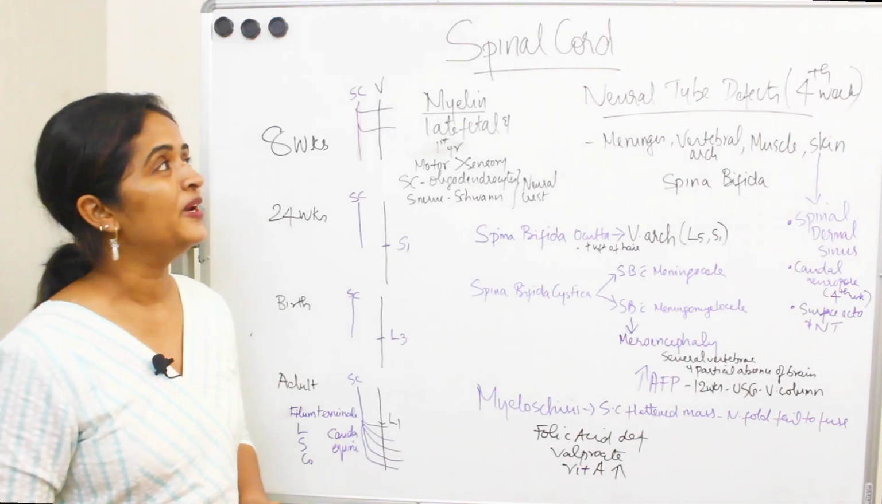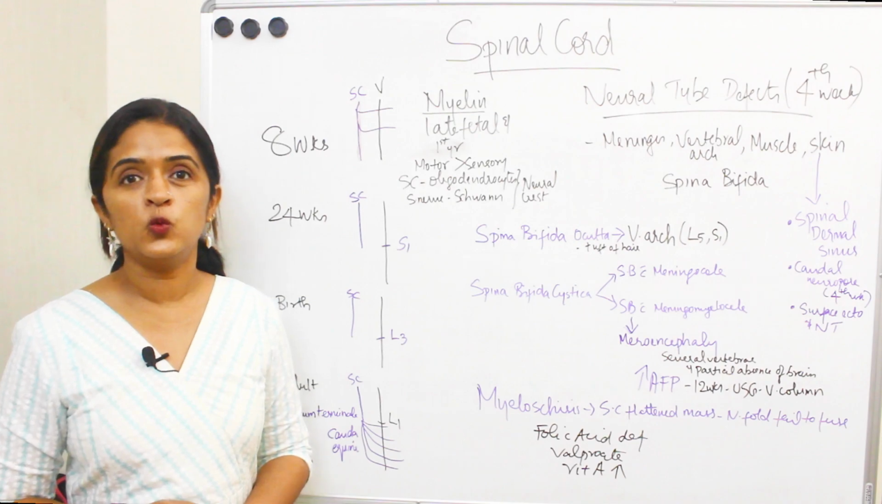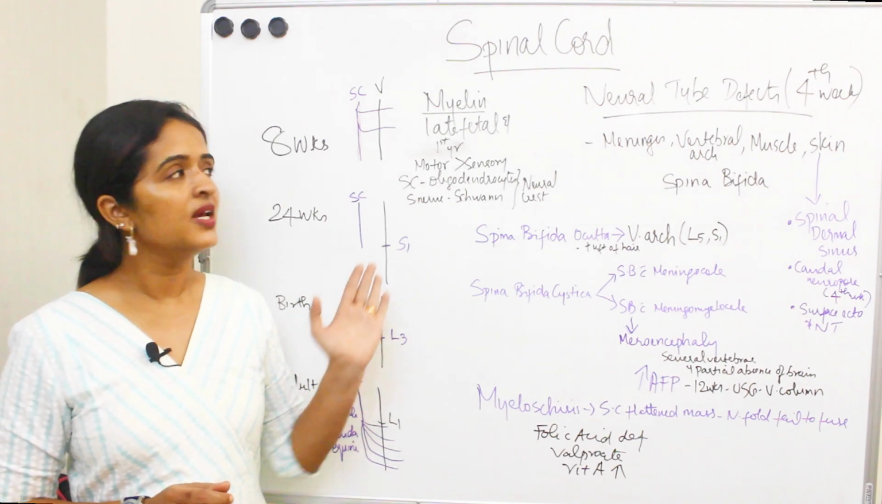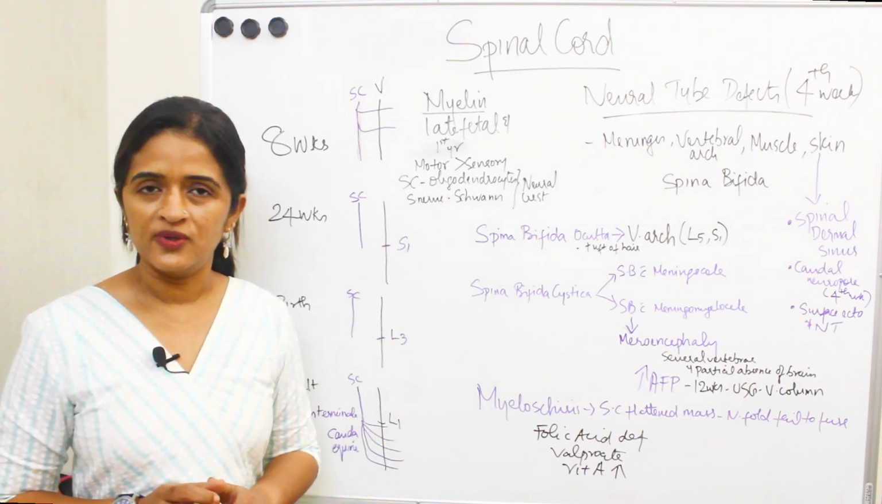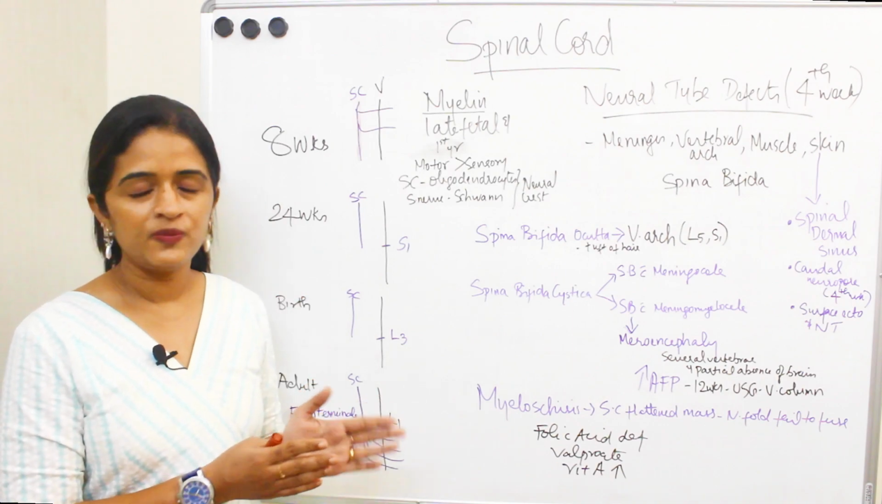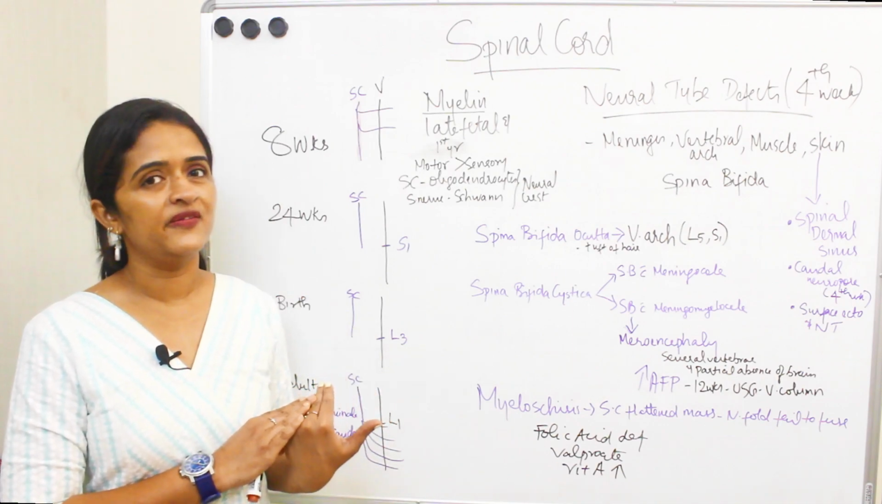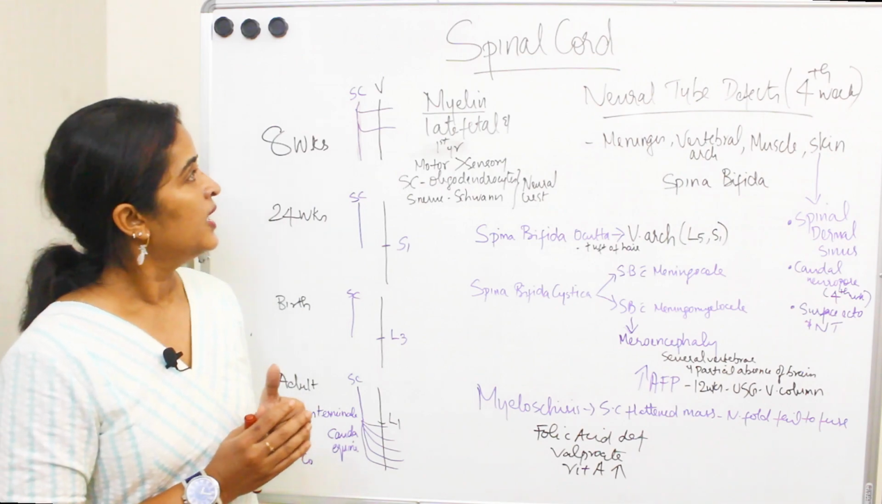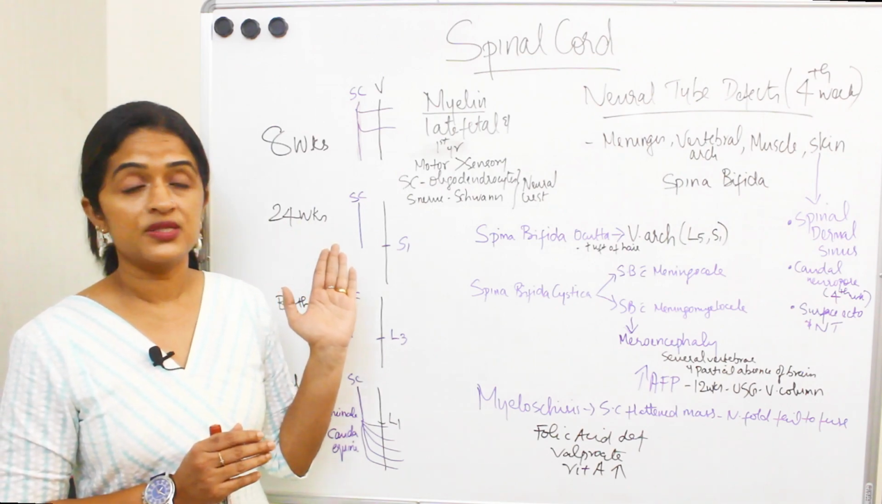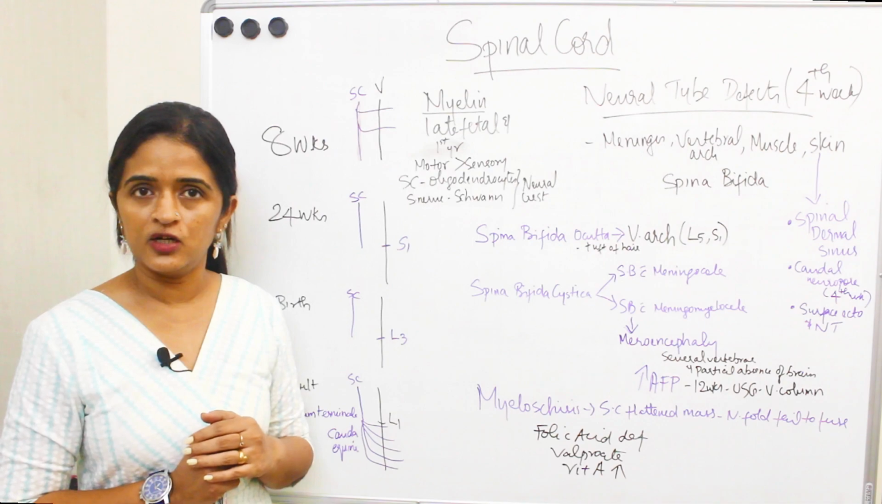In this session, I will be continuing with the development of the spinal cord, where we will be discussing the myelination and some of the common congenital anomalies. So before you watch this video, please do the session which I have already done on the development of the spinal cord for continuity. So first we will discuss the myelination of the spinal cord.